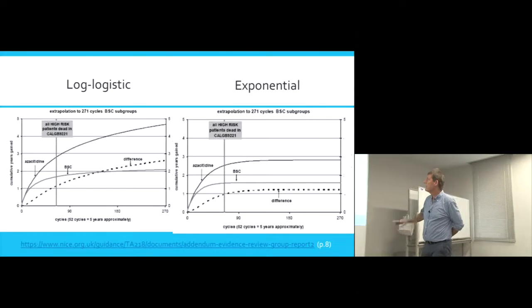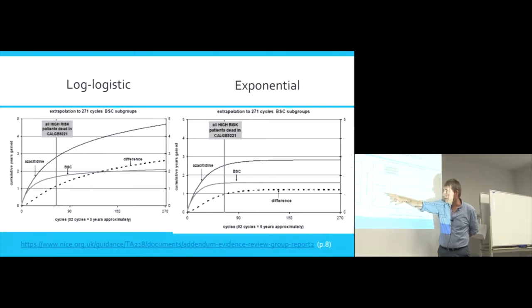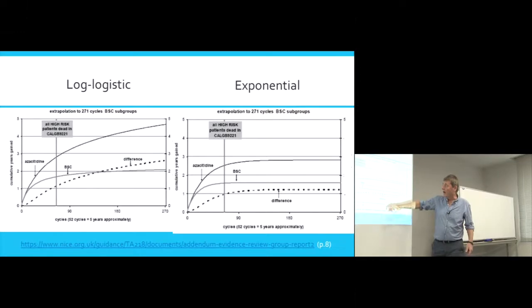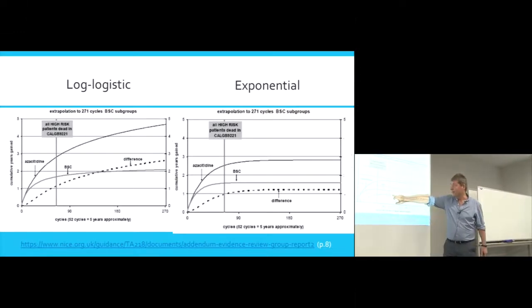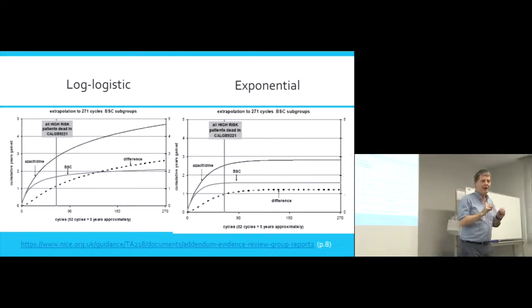Now, we can compare that in the right-hand side to an exponential model. Again, we've got a best supportive care leveling out, if anything, a bit earlier than in the log logistic model. And the azacitidine is also beginning to level out, maybe about 10 years. And of course, the vertical distance, so the difference between years of life being accumulated between best supportive care and azacitidine, the dotted line, is also leveling out at a much earlier stage. So we've got a really marked difference here.